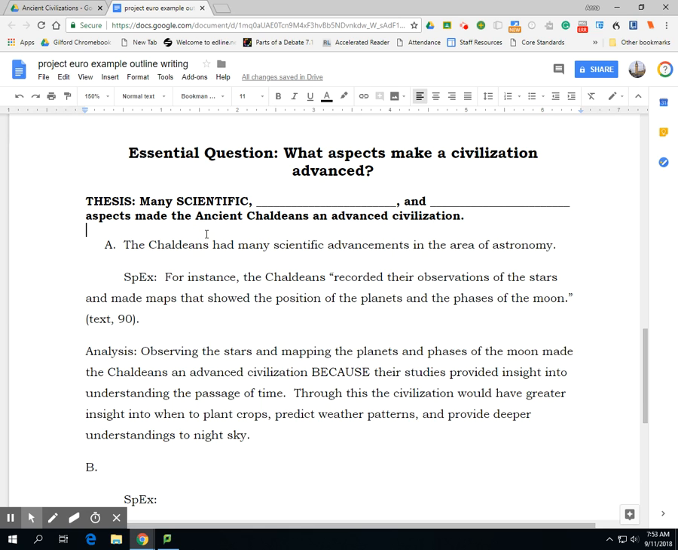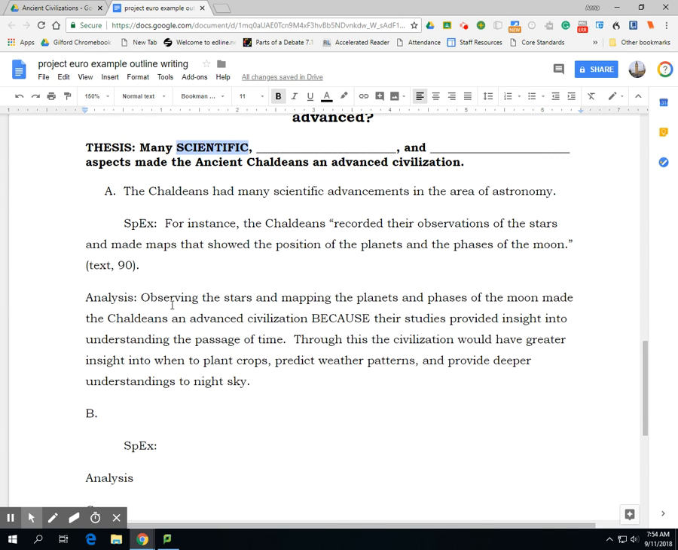Please feel free to use this model to develop yours. Just make sure you change out the word Chaldeans to whatever your civilization is. And your category might not be scientific, it might be something else. So just make sure you change that word out as well. Okay, so I have my focus, I have my argument. Now, the trick that I've told you is you actually will not go to A, you'll go to your specs.